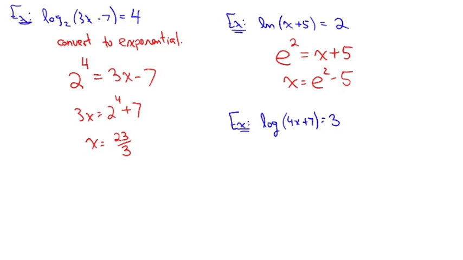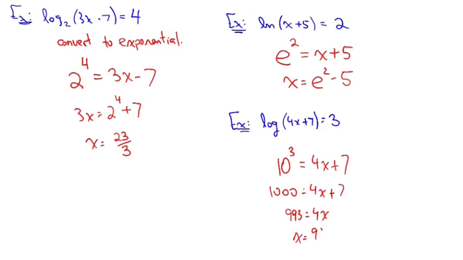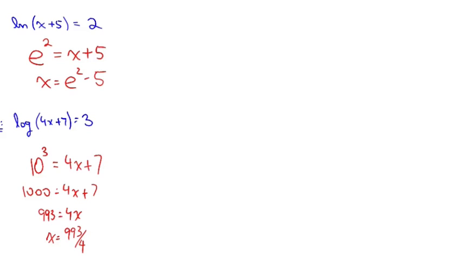Alright, first step. Base is 10. So 10. Power? 3. What's it equal to? 4x plus 7. And it makes life easy to solve. What's 10 cubed? 1,000. So this is 1,000 is equal to 4x plus 7. Subtract 7. And divide by 4. Once you get past that first step, it's really easy. Nice, simple, linear equation. Alright. Do those get harder? Well, not much harder.